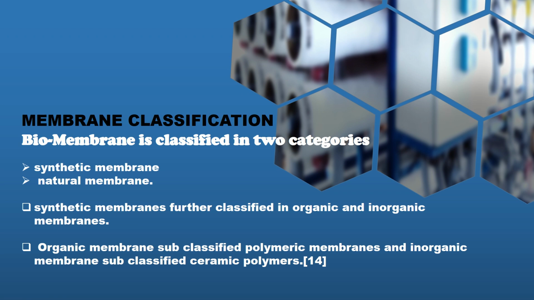Now let's see the membrane classification. Membranes are classified into two main categories. The first category is the synthetic membrane, the word synthetic meaning artificial. The second category is the natural membrane. The synthetic membrane is further classified into organic and inorganic membranes. Organic membranes are subclassified as polymeric membranes and inorganic membranes as ceramic membranes. Let's continue.